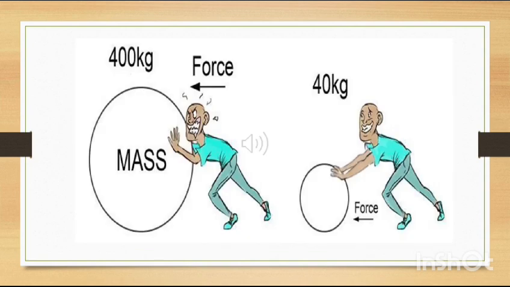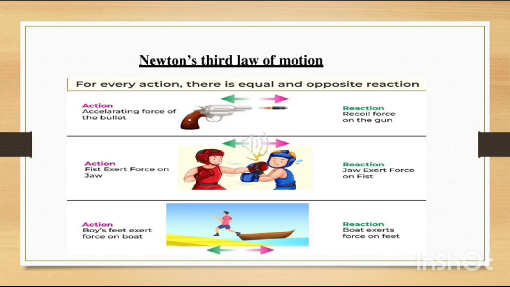As you can see, to push or pull a mass of 400 kg, we need more force than to push a mass of 40 kg. For the mass of 40 kg, we need less force compared to 400 kg. These are examples of Newton's second law of motion.